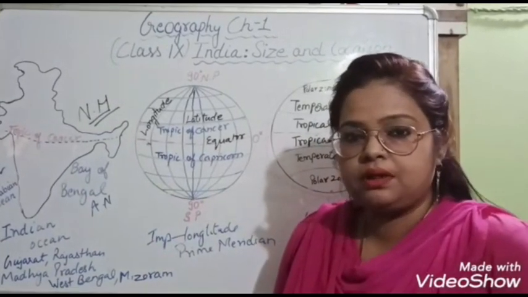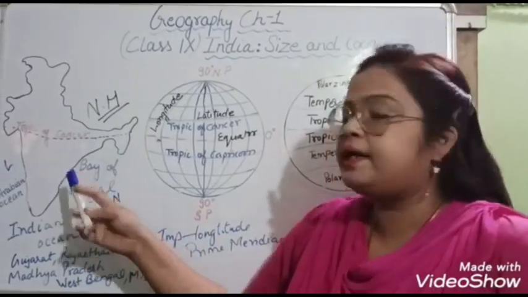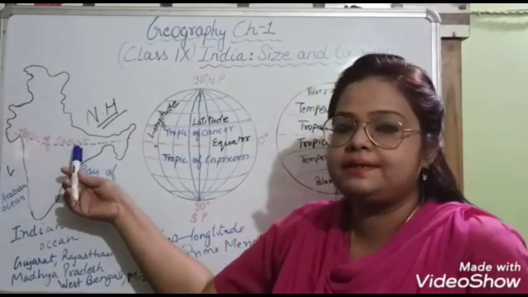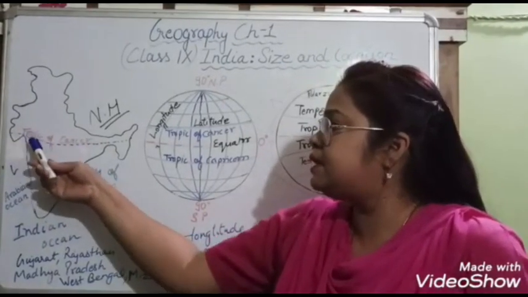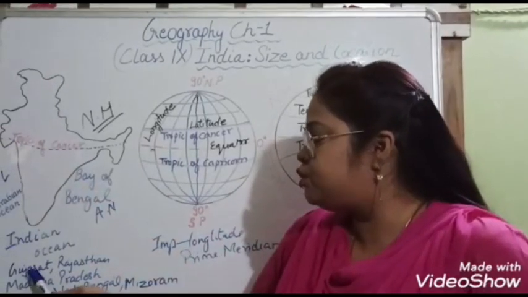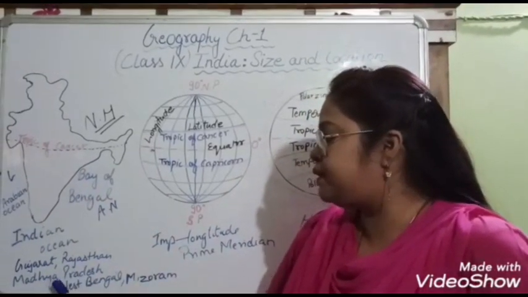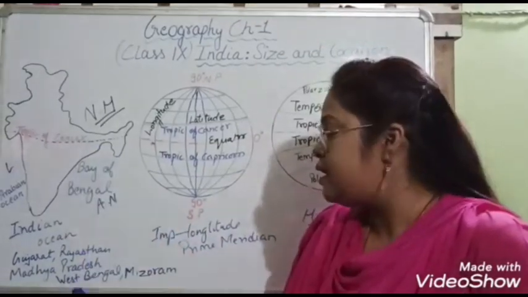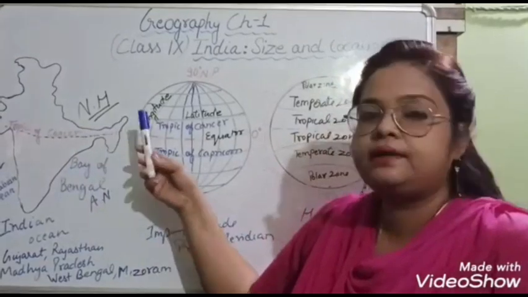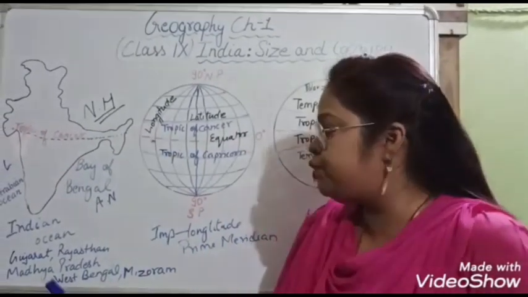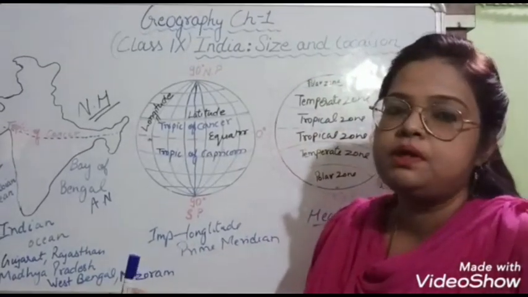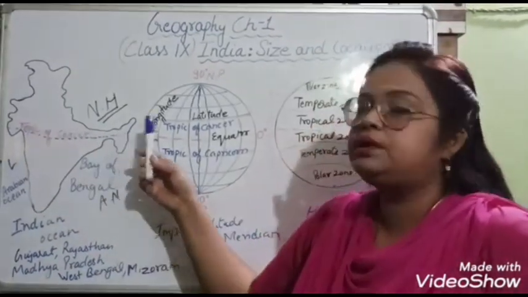I will be teaching you about the latitudes, but you should know that in the junior classes you might have heard of this Tropic of Cancer, and it cuts India into two equal parts. It goes through the states of Gujarat, Rajasthan, Madhya Pradesh, Jharkhand, Chhattisgarh, West Bengal and Mizoram. So these are the states that the Tropic of Cancer passes through. This line crosses all these states.